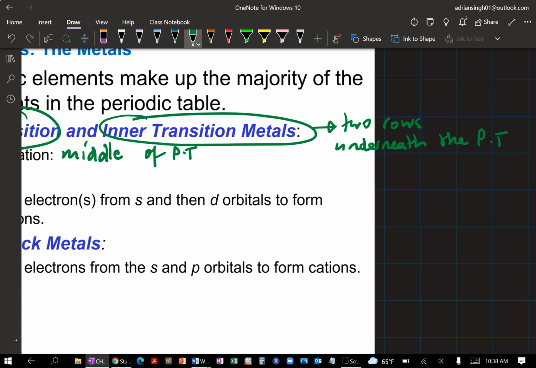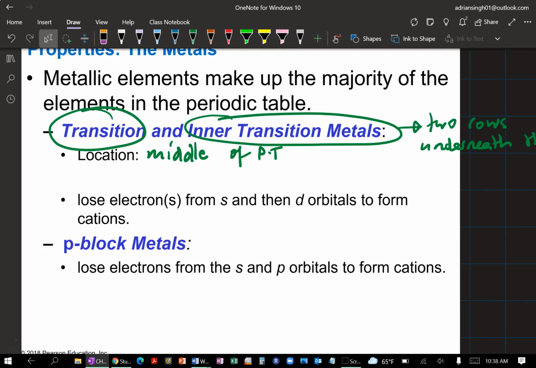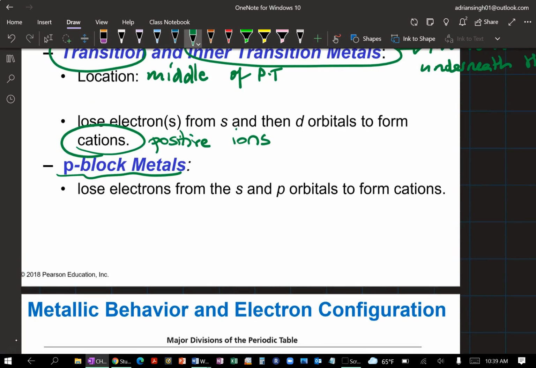The chemistry of these transition and inner transition metals becomes a little bit more convoluted. They tend to lose electrons from both the s and the d orbitals. So sequentially, they lose electrons from the s first, and then the d orbitals to form cations. So again, they're going to form positive ions when they try to become more stable. And then your metals that are found in the p block, there are some p block metals, are going to lose electrons from both the s and the p orbitals to form your positive ions, or cations.